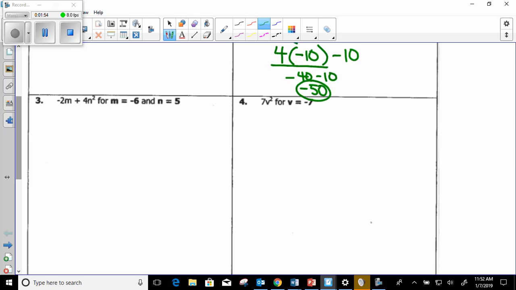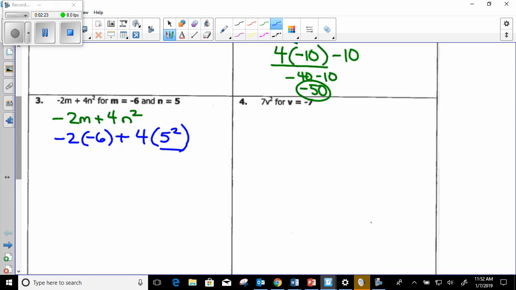And take your time. For this one, it's negative 2m plus 4 times n squared. Now, m is a negative 6 and n is 5. So negative 2 times a negative 6 plus 4 times 5 squared. Okay. So if I did the exponent first, it would be negative 2 times a negative 6 plus 4 times 25.